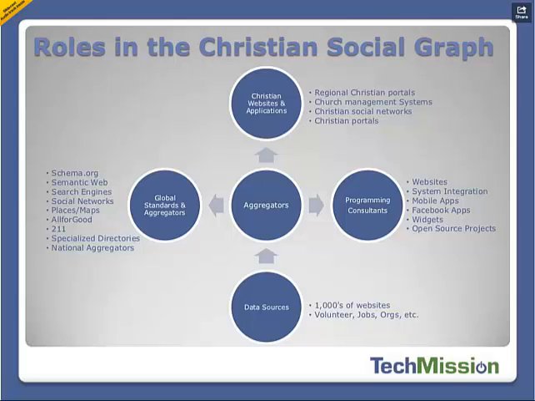And then the aggregators are also going to feed into two other groups. There's going to be Christian websites and applications, and a lot of Christian portals are very eager to create local portals, but the problem is they don't have enough local data. Now, if these groups support the semantic web and the Christian social graph, then they're going to get a lot more local data, and they can create Christian portals regionally.